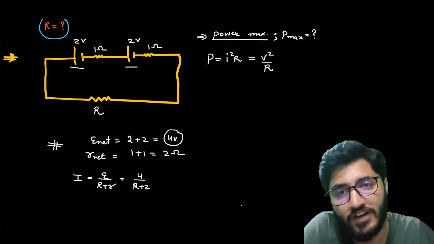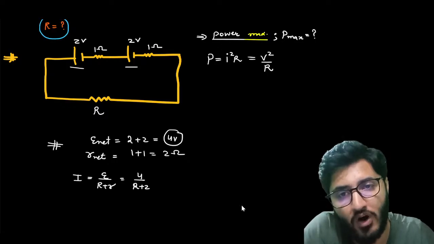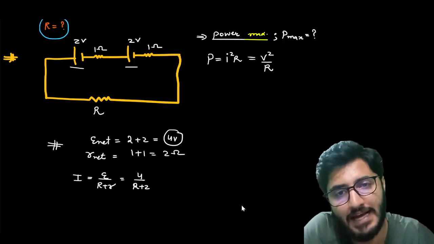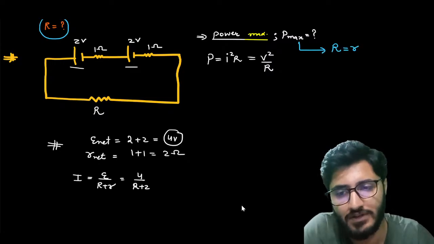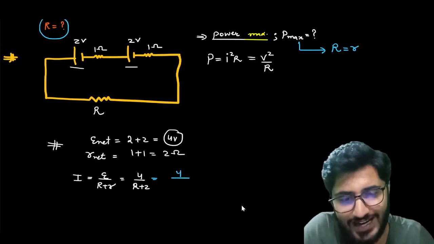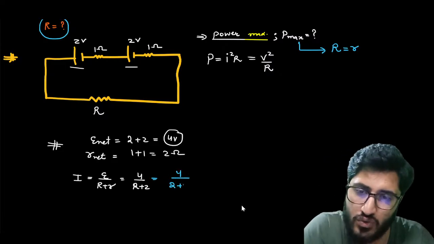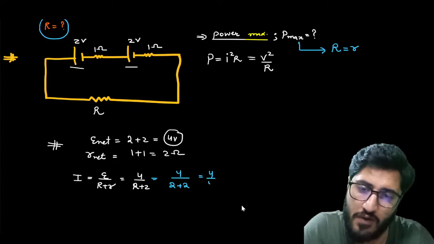Done. If we are interested in maximum power, we need maximum power. I guess maximum power indicates that the value of R should be equal to r. Okay, it is 4 divided by, what is R? Sir, it needs to be 2, no? Yes, sir. 4 divided by 4, that is 1 ampere.